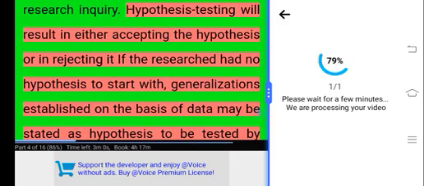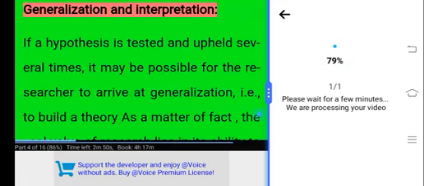Hypothesis testing will result in either accepting the hypothesis or in rejecting it. If the research had no hypothesis to start with, generalizations established on the basis of data may be stated as hypotheses to be tested by subsequent researches in times to come. Generalization and interpretation.